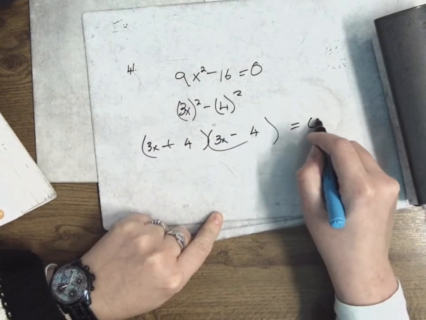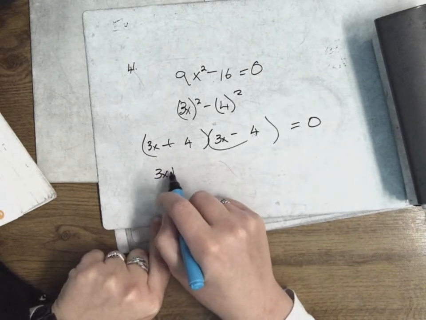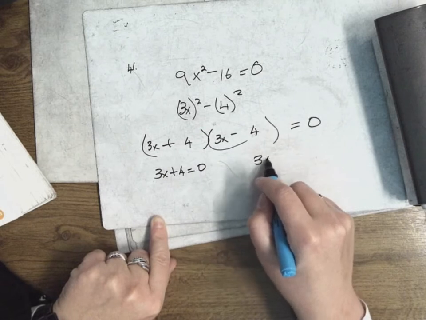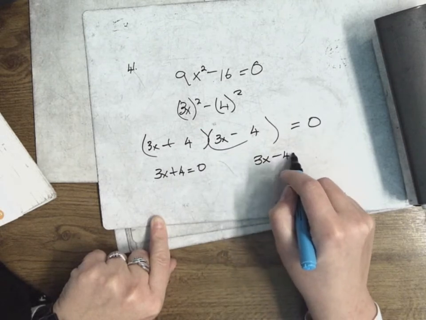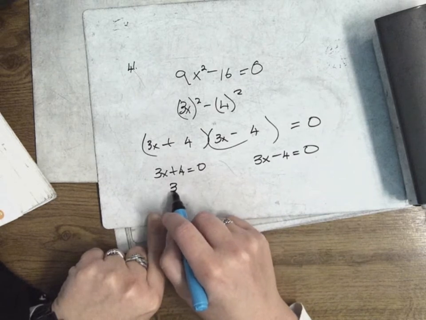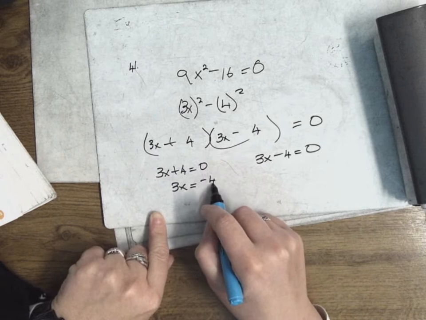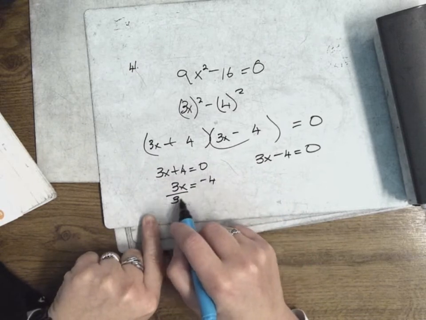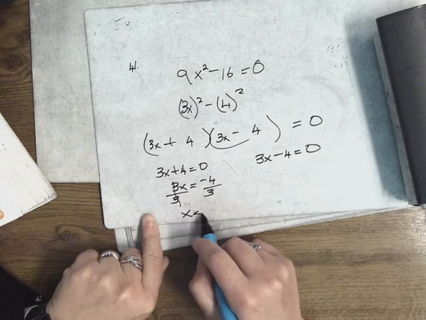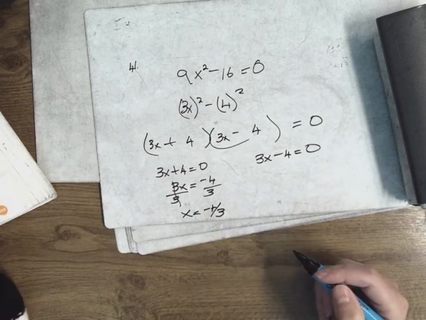Right. If they said factorize, I'm done, but they said solve, so let each bracket equal 0. So that's 3x plus 4 equals 0, and 3x minus 4 equals 0. Okay, so you get the x's on one side, numbers on the other, so leave the 3x, bring the plus 4 over the wall, becomes a minus 4. There's a 3 stuck to the x, so divide each side by 3, they cancel, and you get x is equal to minus 4 over 3. Or minus 1 1/3 if you like.